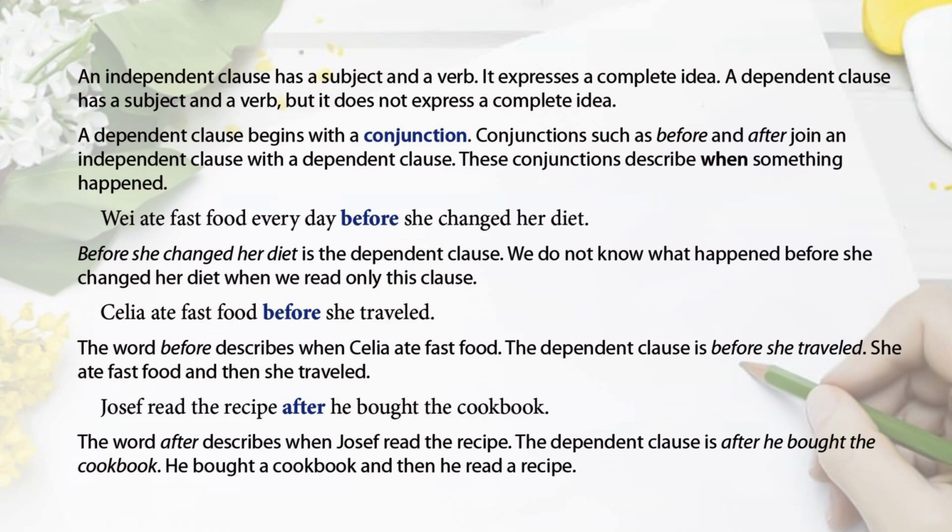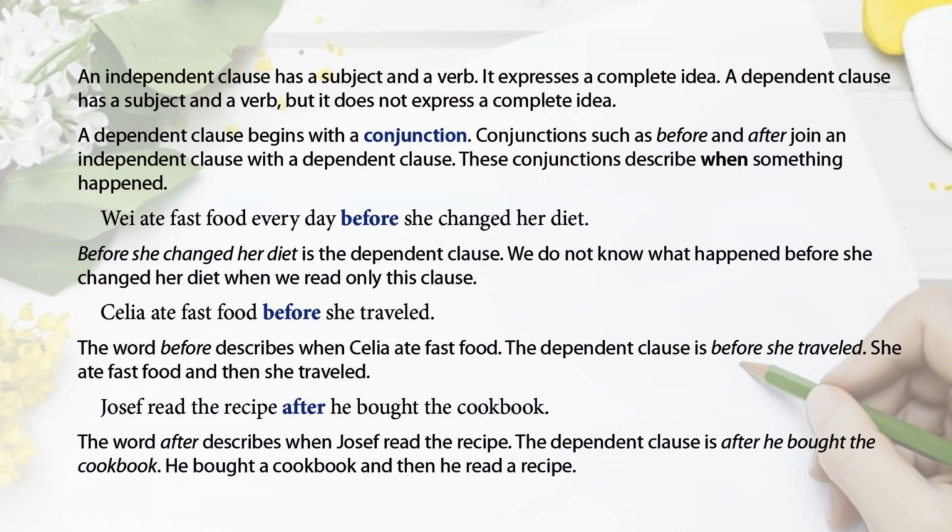She ate fast food every day before she changed her diet. Before she changed her diet is the dependent clause. We do not know what happened before she changed her diet when we read only this clause.